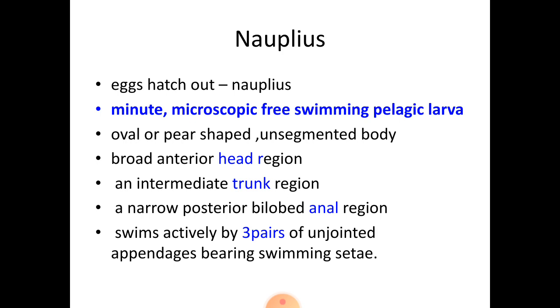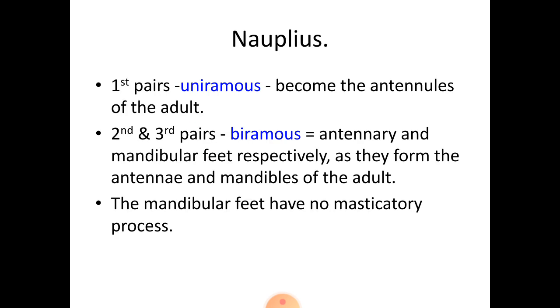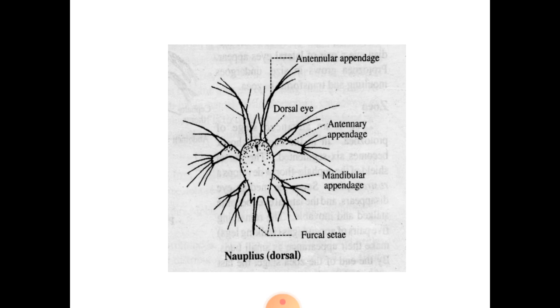It is oval shaped and unsegmented, having a broad anterior head region, an intermediate trunk region and a bilobed posterior anal region. It swims actively by 3 pairs of unjointed appendages bearing swimming setae. The first pair is uniramous and becomes the antennules of the adult. The second and third pairs are biramous, which become the antennary and mandibular feet, and they form the antennae and mandibles of the adult. The mandibular feet have no masticatory process. This is the structure of nauplius.